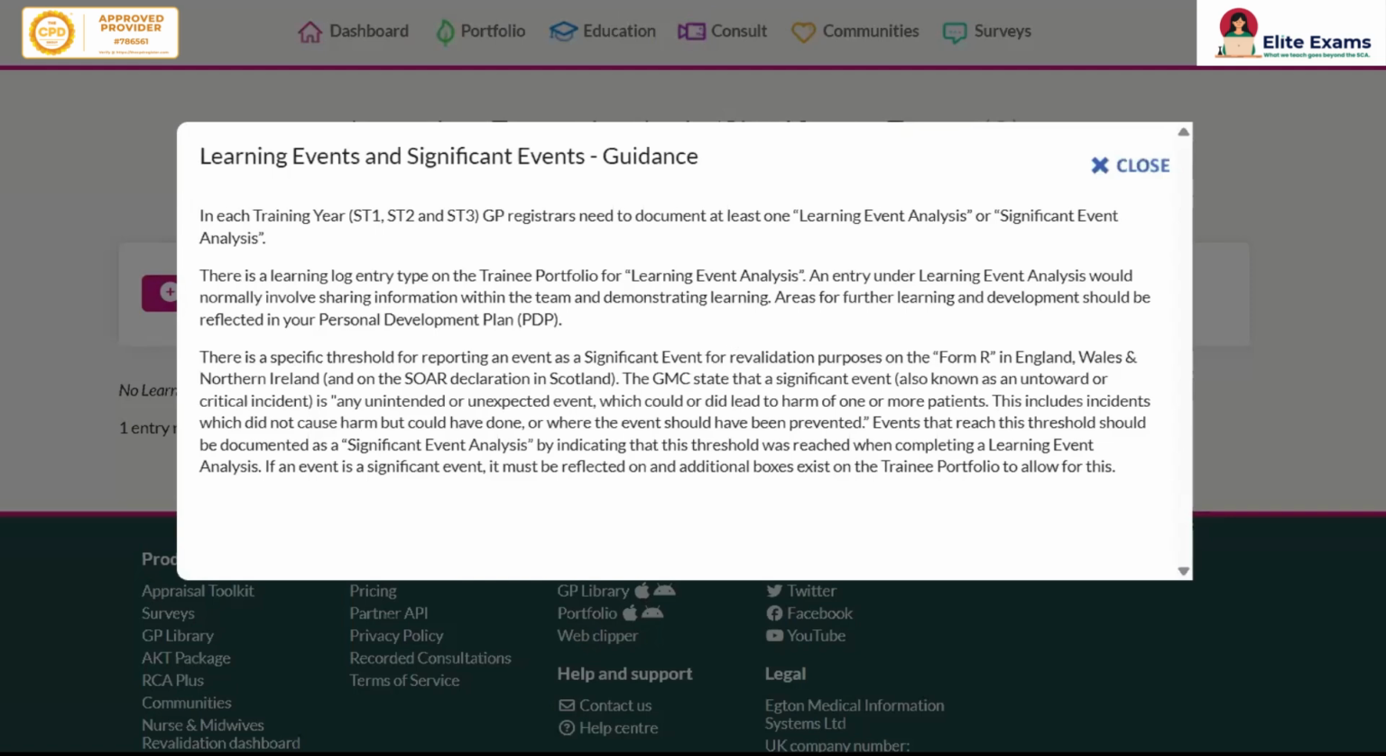Now, there's a specific threshold for reporting an event as a significant event. If you see it here, it says the GMC states that a significant event is any unintended and unexpected event which could or did lead to harm of one or more patients. In my case, I didn't have any significant event. So what I was having was learning event analysis.